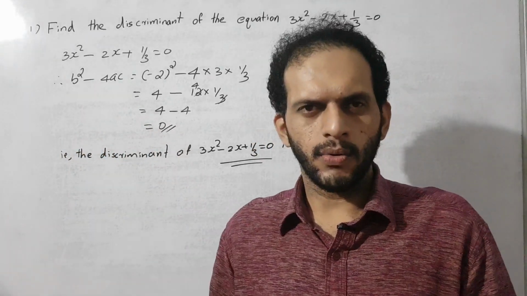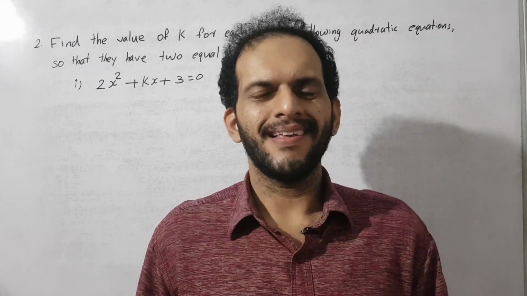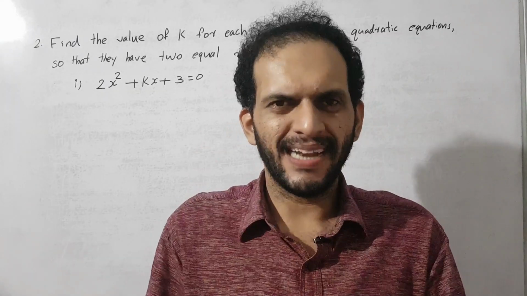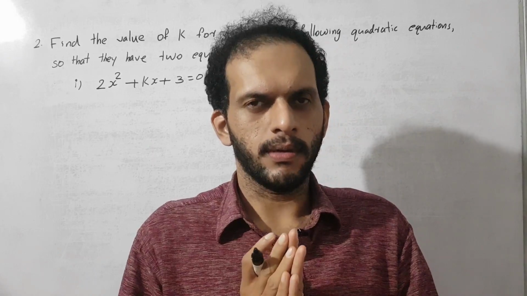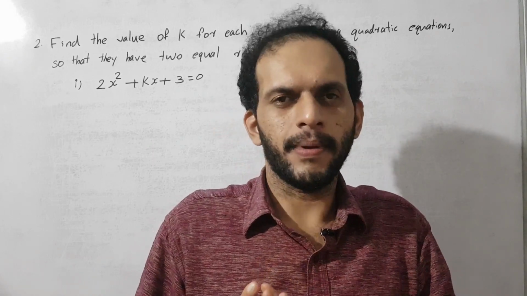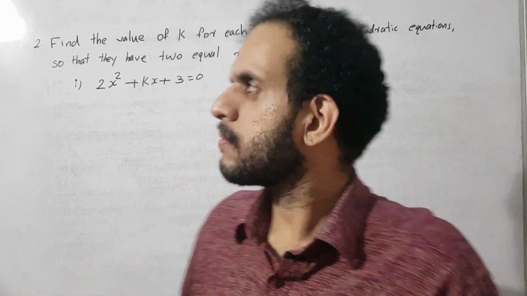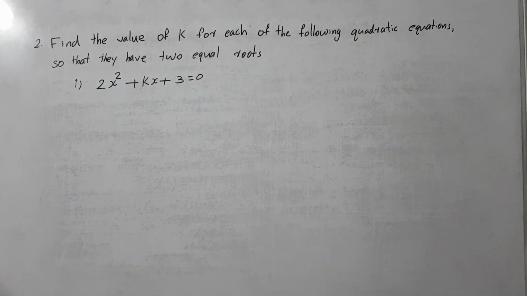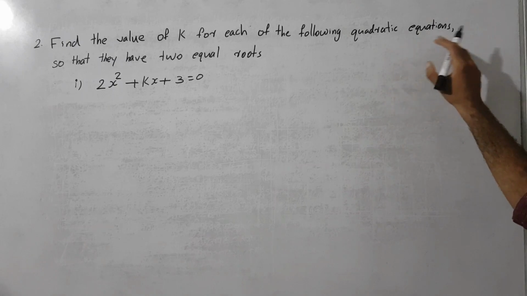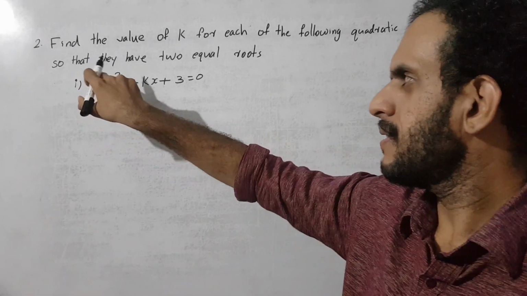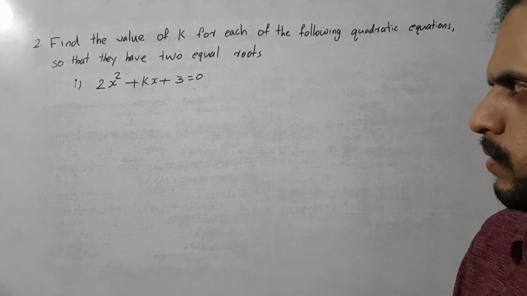Okay, I think you got the idea. Next we are discussing a very important type of question. That question is based on the discriminant, the nature of the roots. The question is like this. Find the value of k for each of the following quadratic equations so that they have two equal roots.